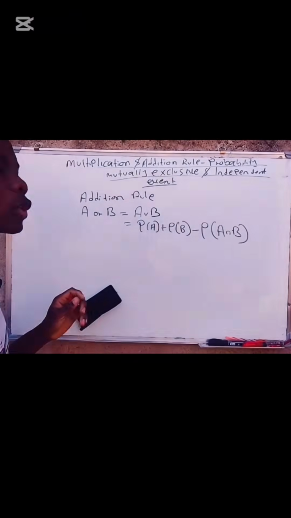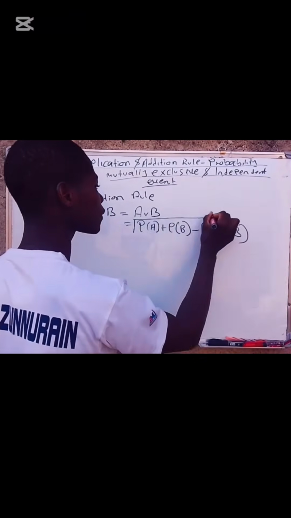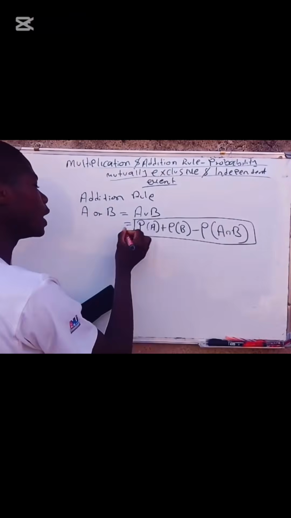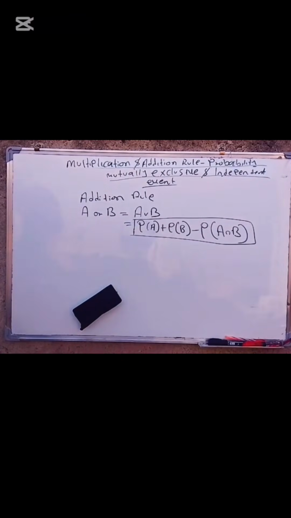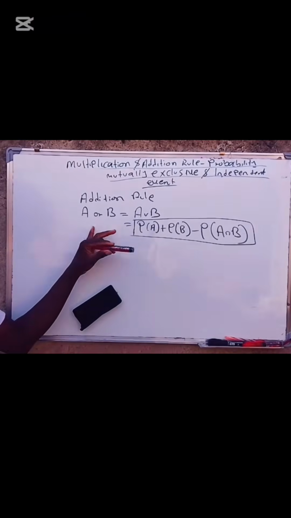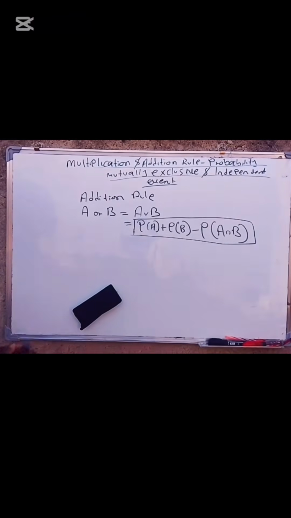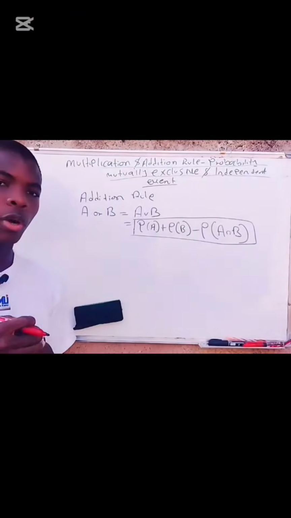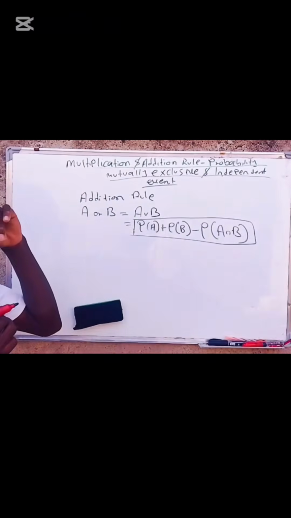A and B. So therefore, this is what you have to write down, because it is a formula it will use in solving different kinds of questions under the addition rule of probability.